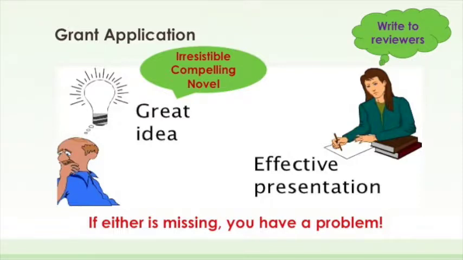application. For a grant application, we need two parts. One, we have a great idea. Without a great idea, whatever you do, we cannot succeed. And the second is, after you have a great idea, we really need to have an effective presentation. We need to understand who we are writing for. We write for reviewers. We need to keep the reviewer in mind when we start to form our ideas into the grant. So if either is missing, we really have a problem.